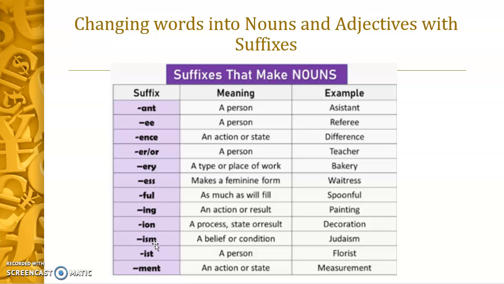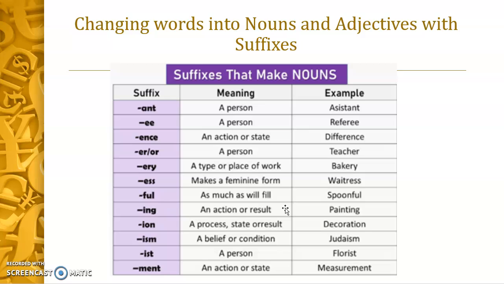Now in the first column, the group of words that you are seeing are the ones which change the root word into a noun. A-N-T, double E, for example, A-N-T, assistant, double E, referee. E-N-C-E, for example, difference. E-R or O-R, teacher, teach, teacher. E-R-Y, bake, bakery. E-S-S, wait, waitress. F-U-L, spoon, spoonful, grateful, thankful.